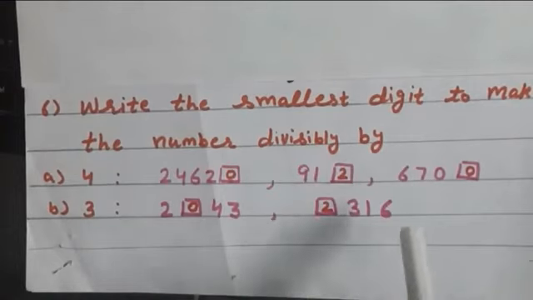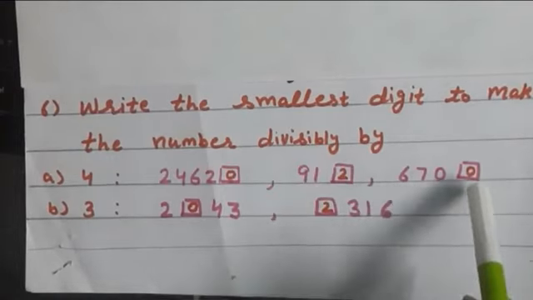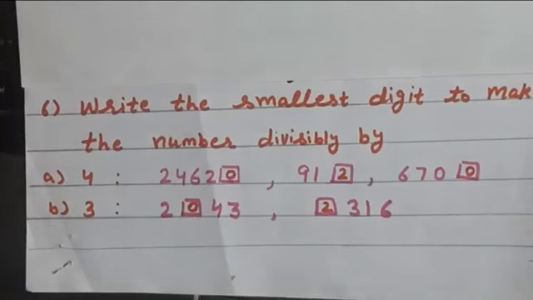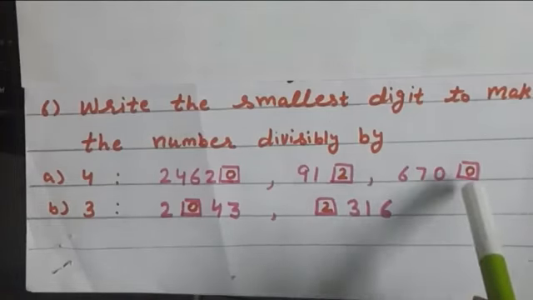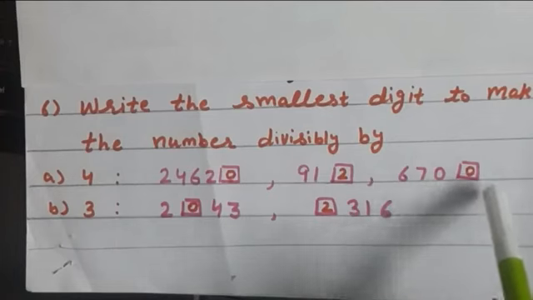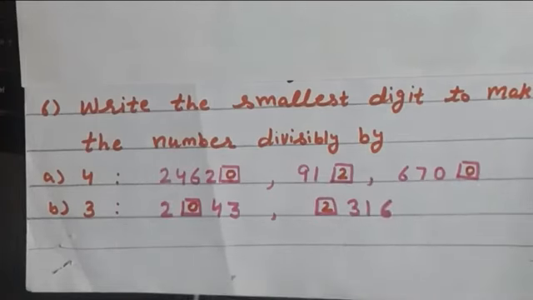Right? Next is 6 7 0 and dash. If we are writing 0, we will get 00. It is divisible by 4. Understood?